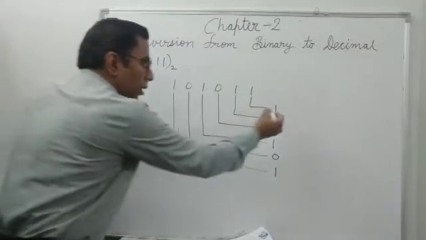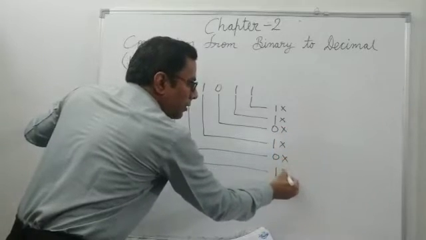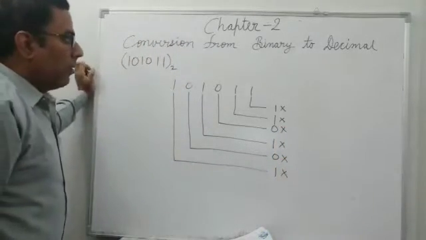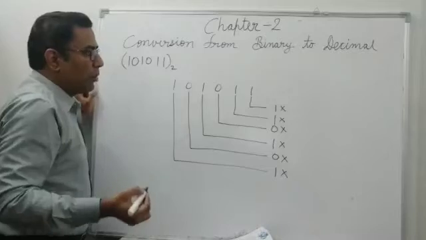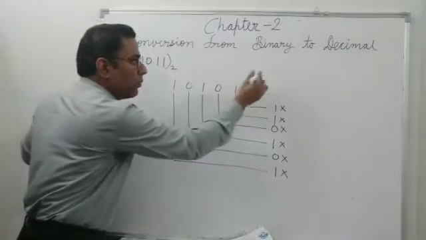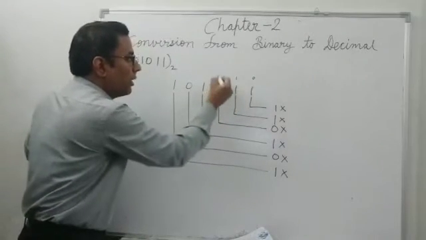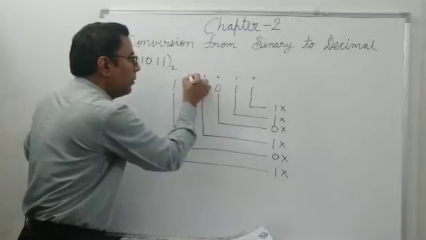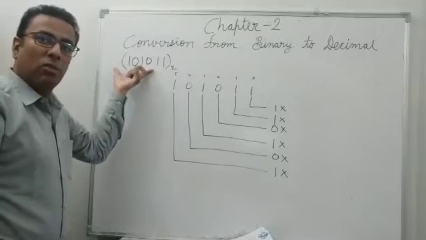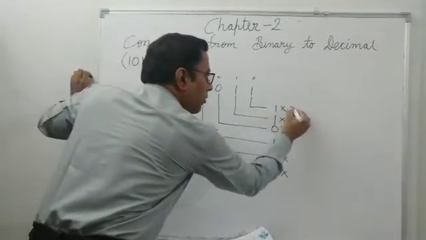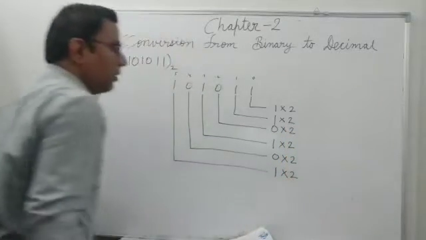Now, you just make the multiplied sign after all digits. 1 multiply, 1 by 0 multiply, 1 multiply. Then you know the position of the digits. This digit is on the 0th position, this is on the first position, second position, third position, fourth position and fifth position. And this number system is a base 2 system, so after the multiply sign you have to write 2.